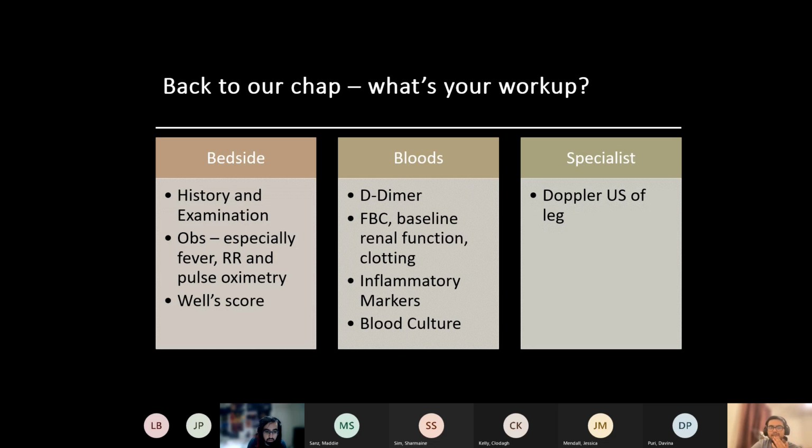Great stuff. On top of this, if it's bilateral, it's also definitely worth doing a urine dip at the bedside if you're worried about nephrotic syndrome. Don't forget to do a culture if you're worried about infection, especially if there's spiking fevers.